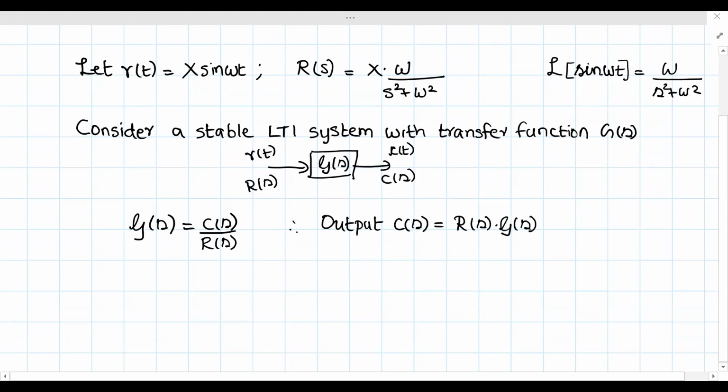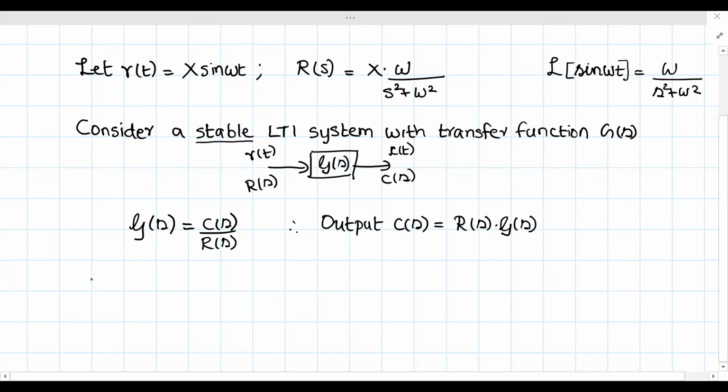Okay, now we are considering a stable transfer function. What do we mean by stable transfer function? A transfer function is said to be stable if all the poles of the transfer function are in the left half of the s-plane, or all the poles have negative real parts. Here we are considering such a stable transfer function G of s. Fine. Now we know what is R of s. R of s is this, so we'll substitute it here.